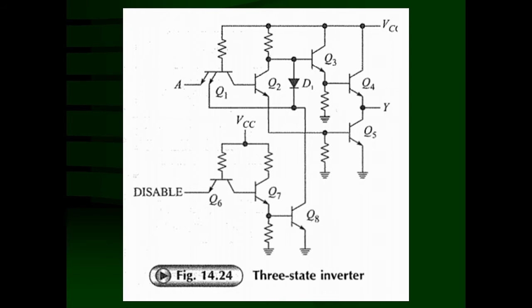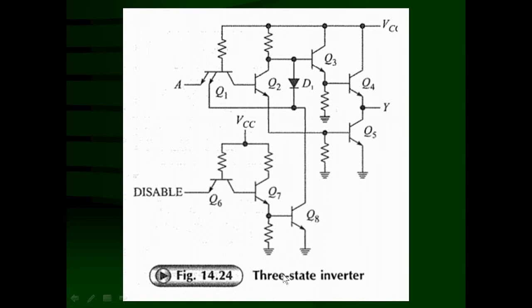But here there are three conditions for the output. Output can be high, output can be low, or it is floating or disconnected from the rest of the gate, which is called the high impedance state. So there are three output states, and hence these devices are known as tri-state devices. The question is: how will this circuit work? So you have to see two different ways.